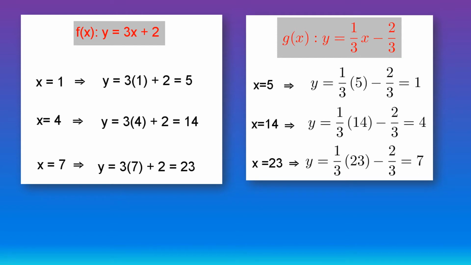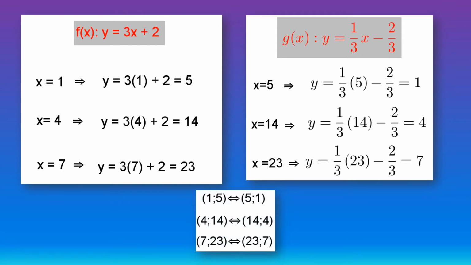So, what we understand, you see the x and y coordinate of each point. (1, 5) becomes (5, 1). (1, 5) is the coordinate of f. Now, look at the (5, 1). That one is swapped. X becomes y and y becomes x. And (4, 14) becomes (14, 4). (7, 23) becomes (23, 7), vice versa.